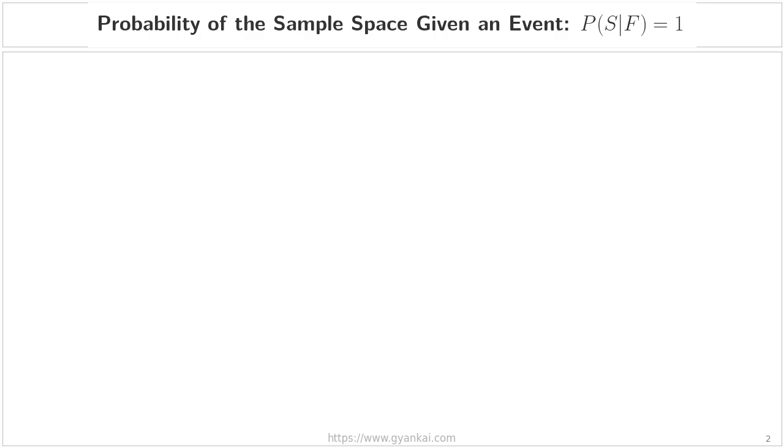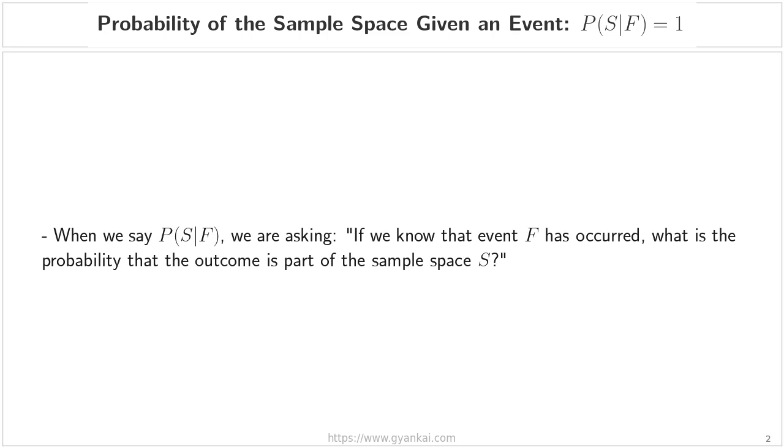Probability of the sample space given an event, P of S given F equals 1. To start, let's translate the notation into plain English. When we write P of S given F, we are essentially asking ourselves, if we already know for a fact that event F has happened, what is the probability that the outcome is part of our original sample space, S?